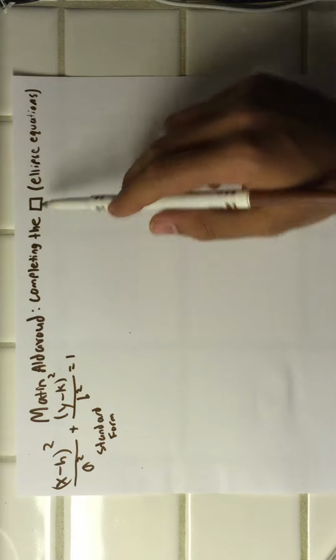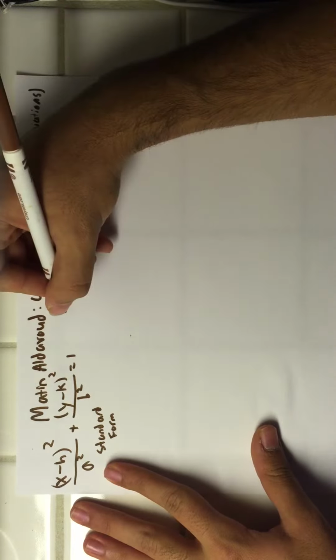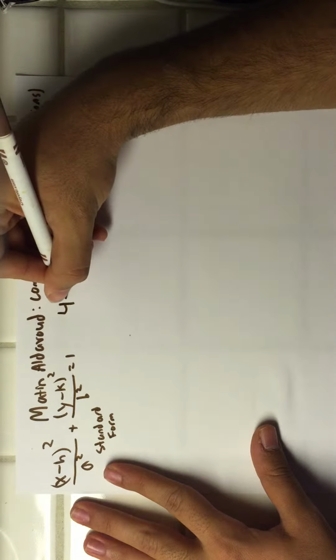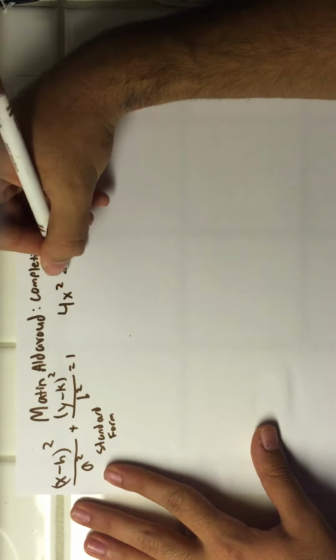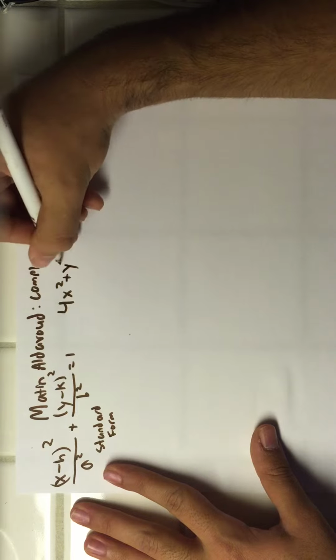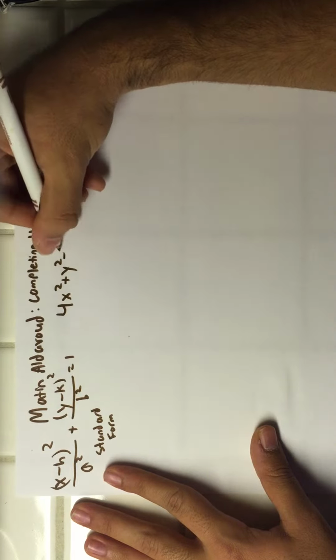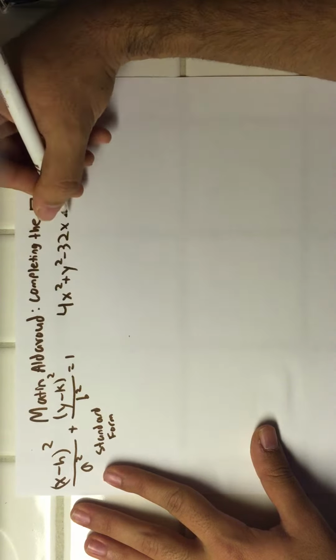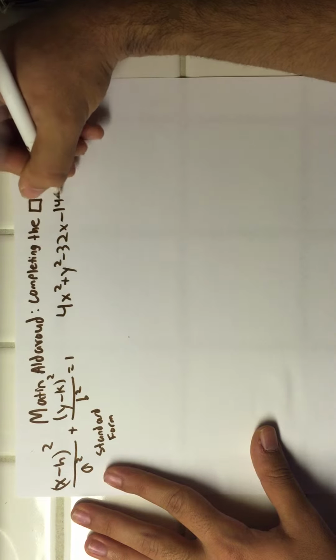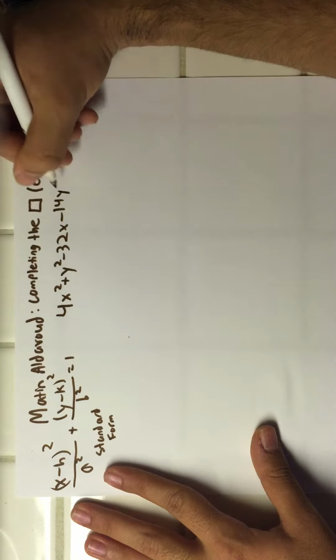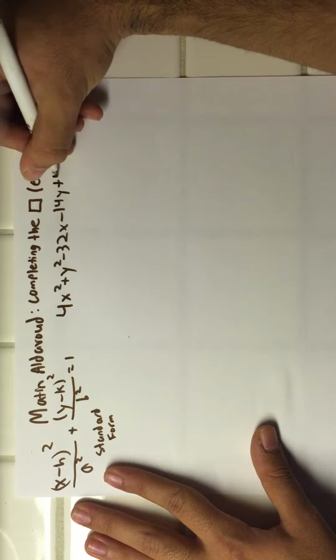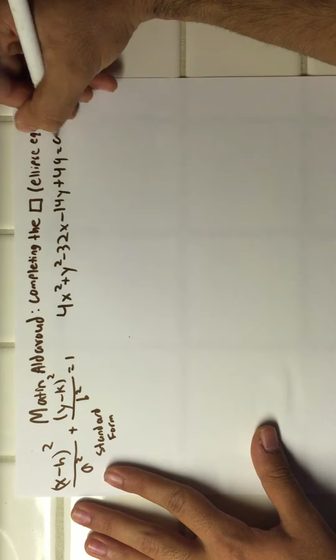Sometimes we're not going to be able to get an equation in standard form, so what we have to do is complete the square to solve it. Let's start off with an example. Let's say 4x squared plus y squared minus 32x minus 14y plus 49 equals 0.